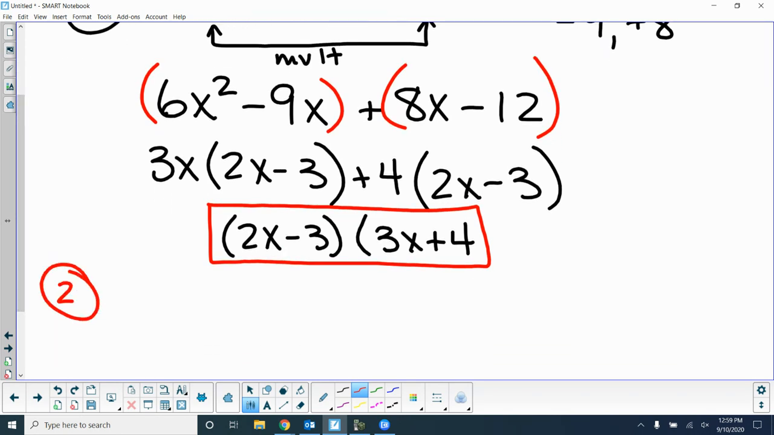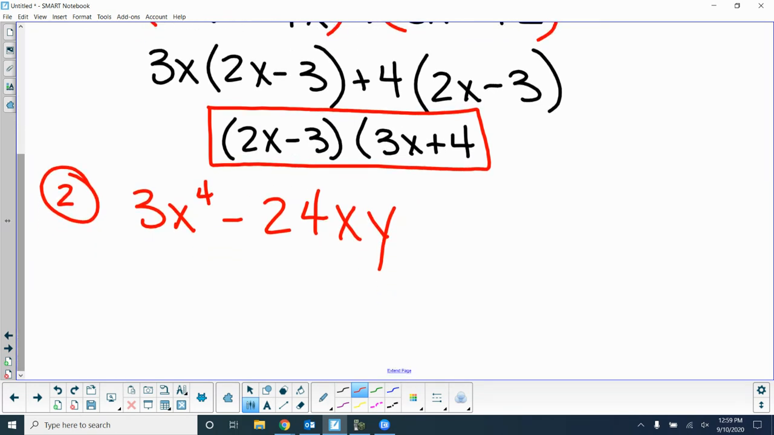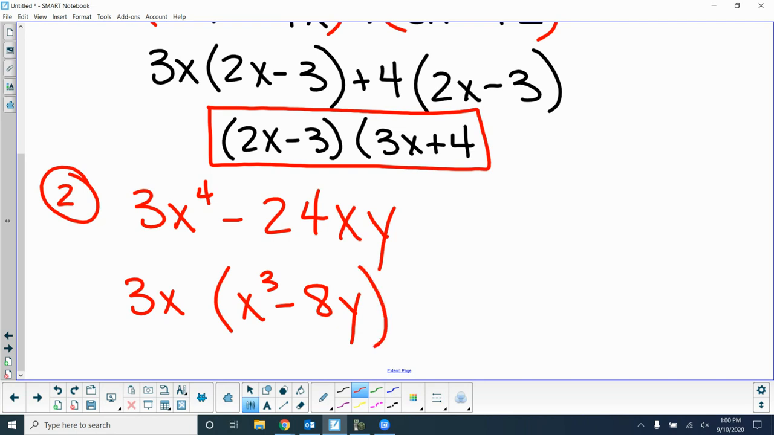Number 2, you've got 3x to the 4th minus 24xy. So what do I always do first? Which is? 3 and? Yeah, x also. Okay. So divide 3x into 3x to the 4th. I get x to the 3rd. Negative 24xy divided by 3x is negative 8y. Then I have to go further, right, Michael?